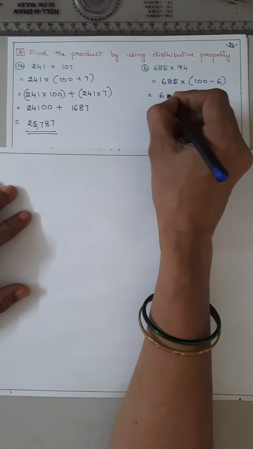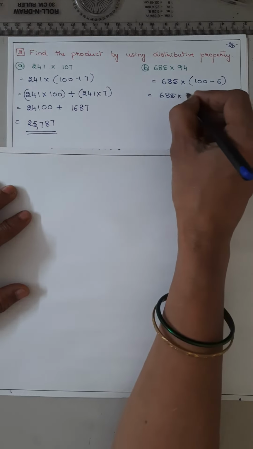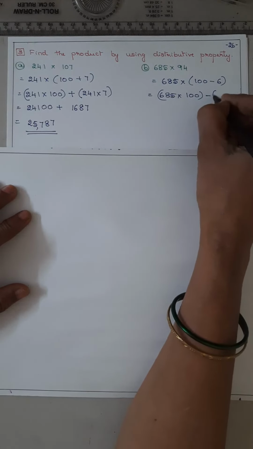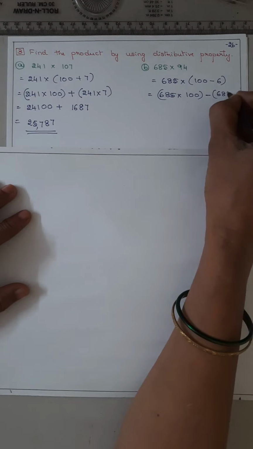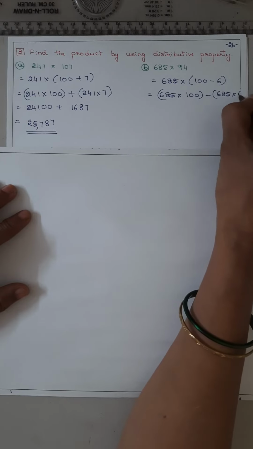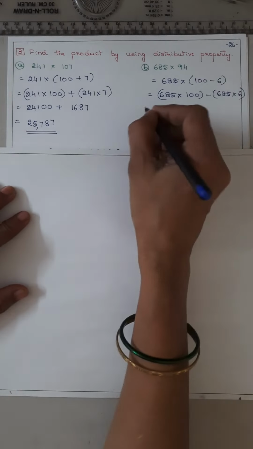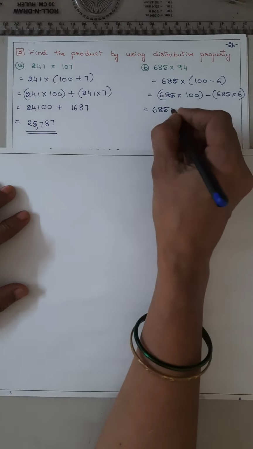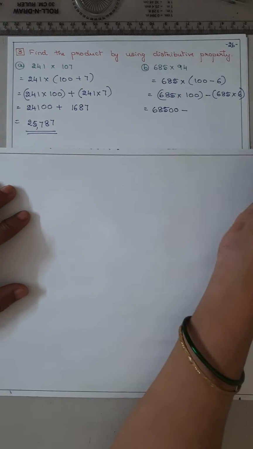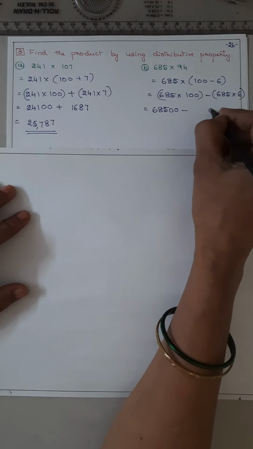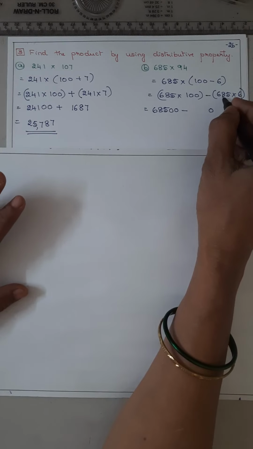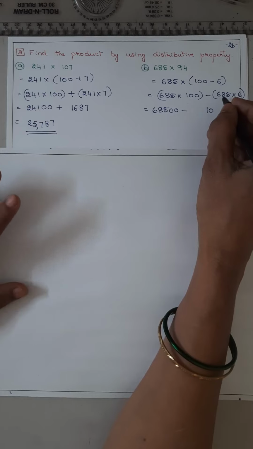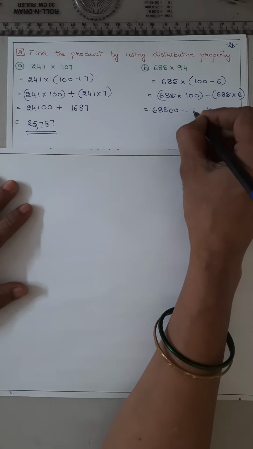So it will become 685 into, first number is 100. Now put the sign minus, bracket open, 685 into the second number is 6. Now here it will be 685 as it is and 2 zeros minus 6 5s are 30, 6 8s are 48, 49, 50, 51, 6 6s are 36, 37, 38, 39, 40, 41.